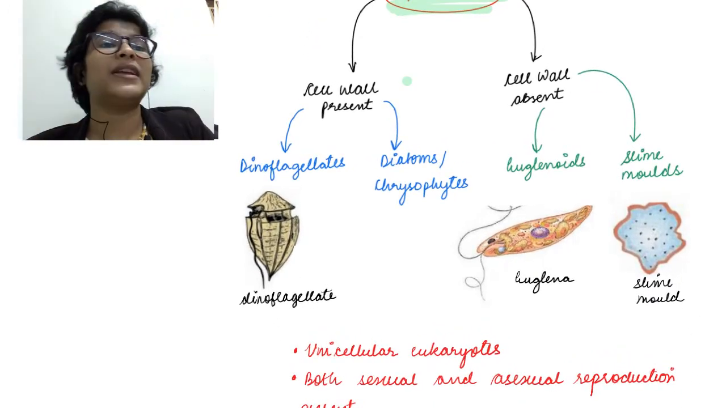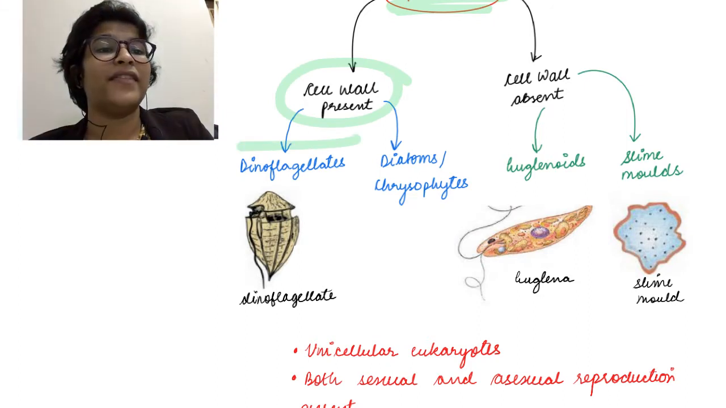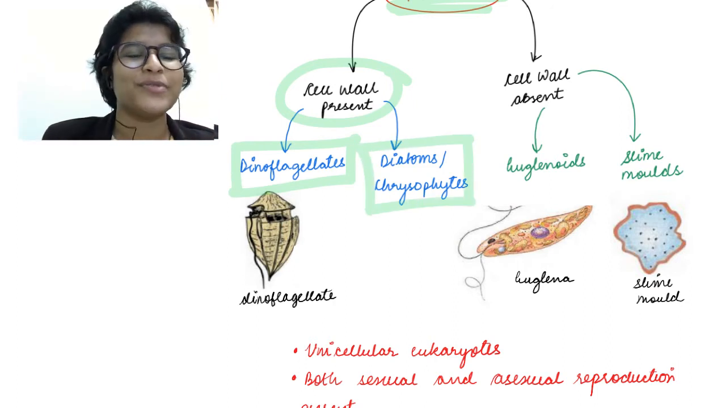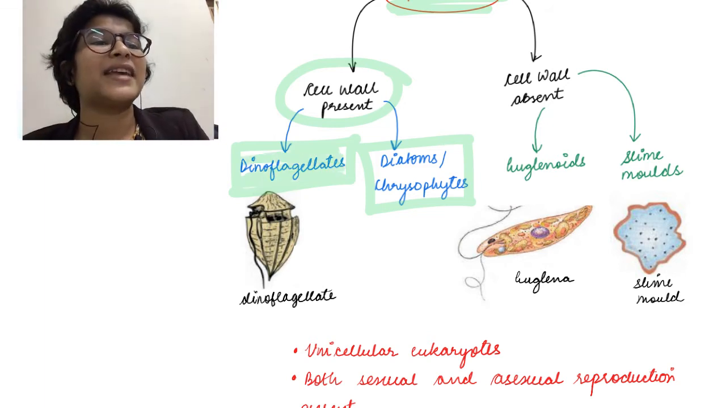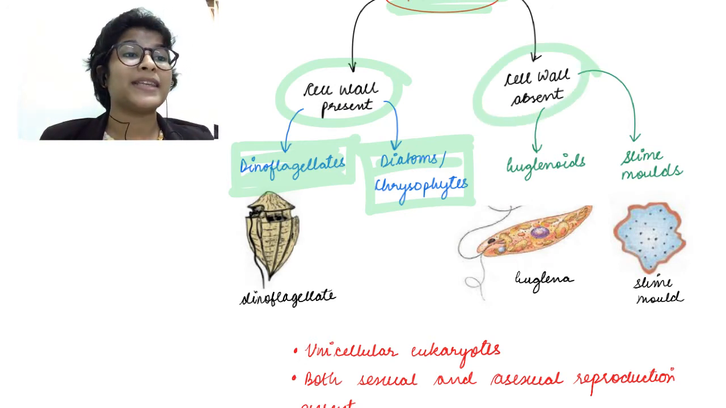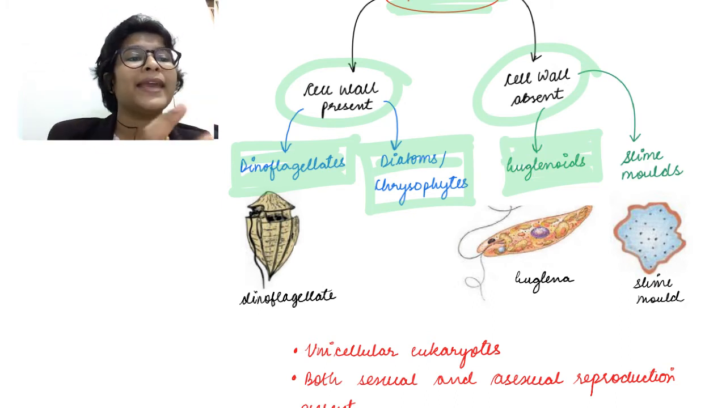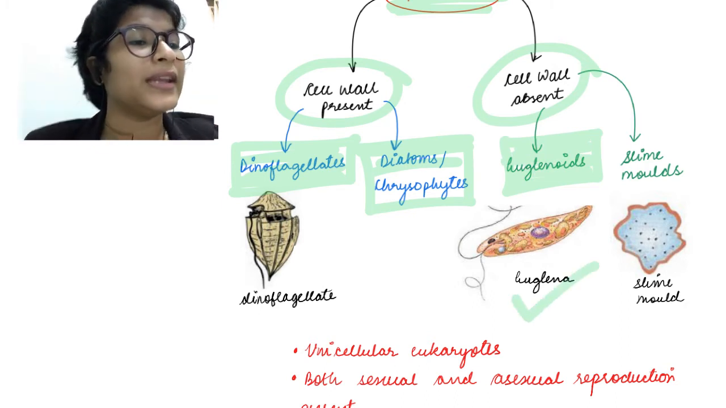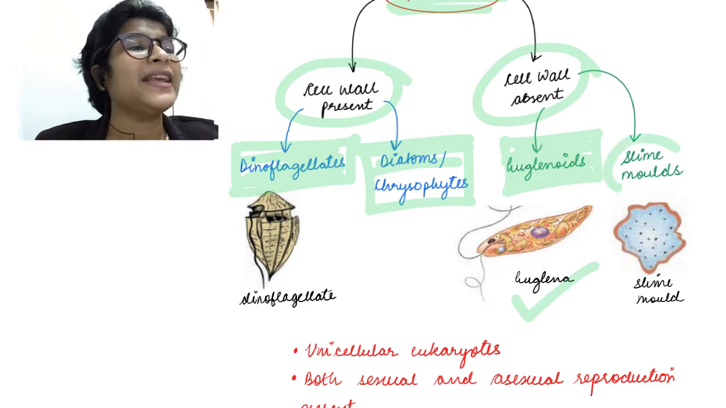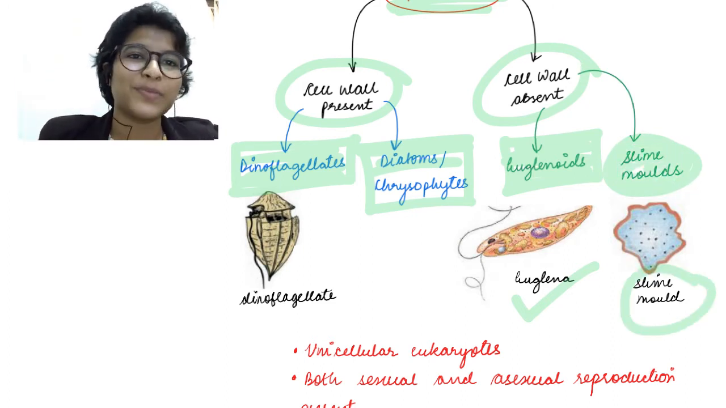फर्स्ट, डिपेंडिंग अपॉन वेदर दे हैव अ सेल वॉल. इफ दे हैव अ सेल वॉल देन दे हैव टू कैटेगरीज. वी हैव डायनोफ्लैजिलेट्स एंड डायएटम्स. व्हाट आर द स्पेसिफिक्स? वी लर्न इन अ फ्यू मिनट्स. So we have dinoflagellates and we have diatoms, ठीक है. नेक्स्ट, इफ अगर सेल वॉल एब्सेंट है तो हमारे पास क्या है? यूग्लिनोइड्स, ठीक है. यूग्लिनोइड्स का क्या मतलब है? यूग्लिना लाइक एनिमल्स. तो ये है हमारा यूग्लिना, ठीक है. व्हाट आर इट्स प्रॉपर्टीज? वी लर्न इन अ फ्यू मिनट्स. देन फाइनली स्लाइम मोल्ड्स.